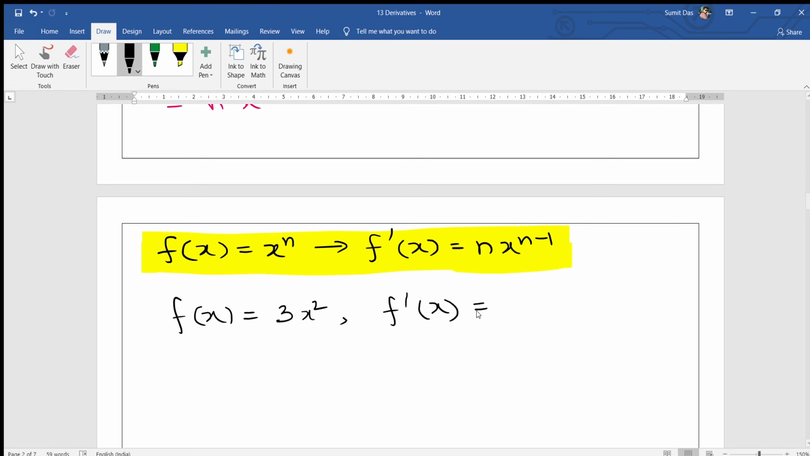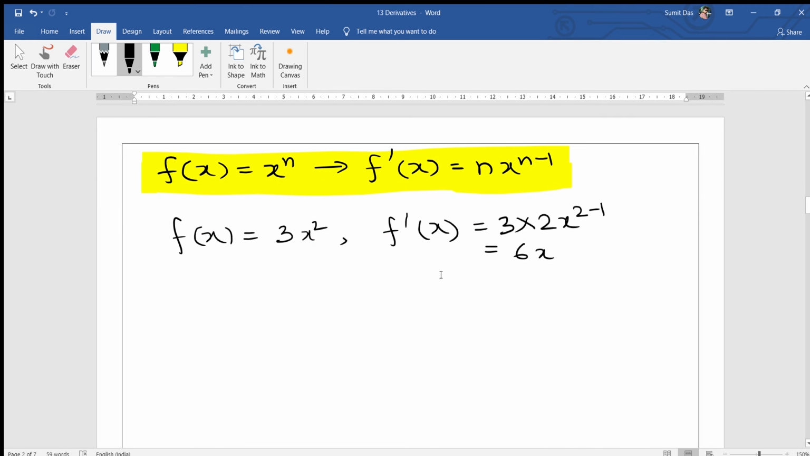It is 6. Look, Nadia, here 3 has no change. Now this 2 will come in front, and the power of x will reduce by 1. So 3 into 2 is 6. And x to the power 2 minus 1 means x to the power 1 actually, so we don't write the 1. 6x is the answer.